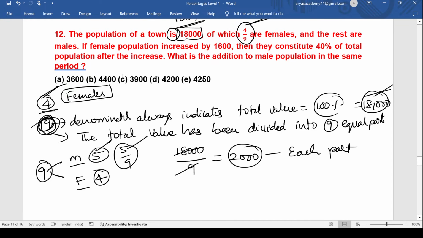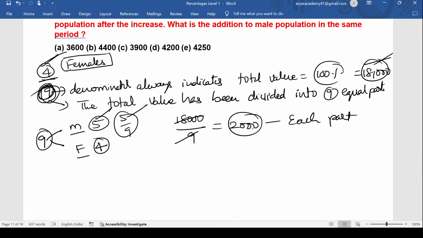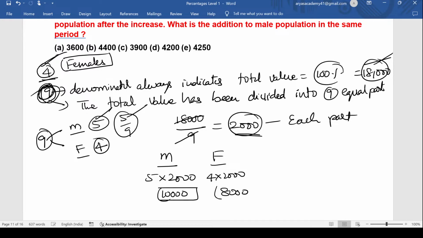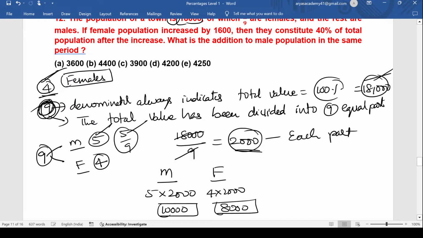Fine. We already know each part is how much? 2000. Now you can easily find out males. Males are how many parts? 5 parts out of 9. So 5 into 2000. And females are how many? 4 parts. 4 times 2000. So 5 into 2000, males are 10,000 in number and females are 8,000 in number.